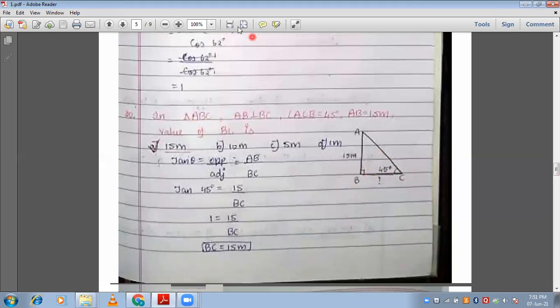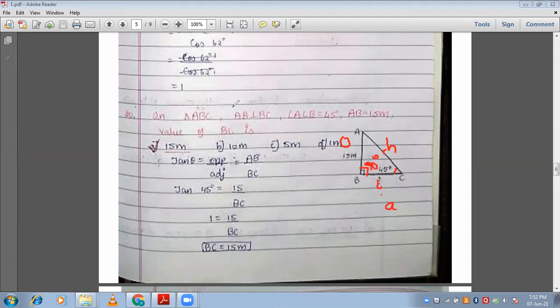In triangle ABC, AB is perpendicular to BC. Perpendicular means this angle becomes 90 degree. The given AB is equal to 15 meter, and the value of BC is the question. They also gave 45 degree here. The side opposite to 90 degree is called the hypotenuse. This one is opposite and this one is adjacent.